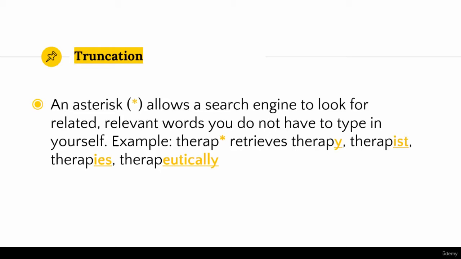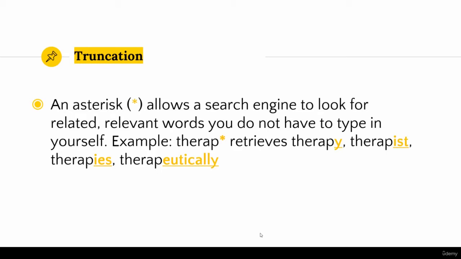Truncation is giving you the ability to look for other related, relevant words for your searches that you do not have to type in yourself. Now, for example, if I was looking for something related to therapy and I wanted to include different endings of that term, I could state therap and then the asterisk symbol. By typing that in, the database would know to search for that and varying endings of that word. So I would be returning results for therapy, therapist, therapies, therapeutically, and so on, all by only entering the term therap followed by an asterisk.